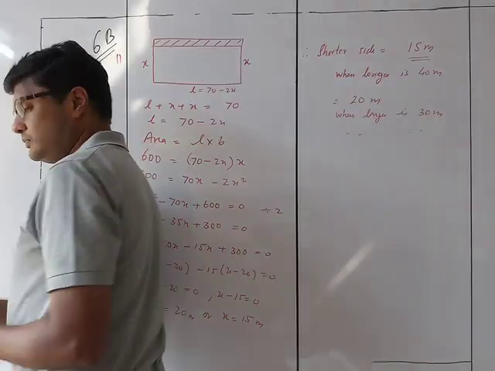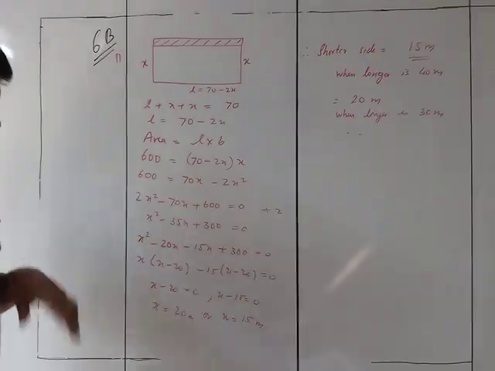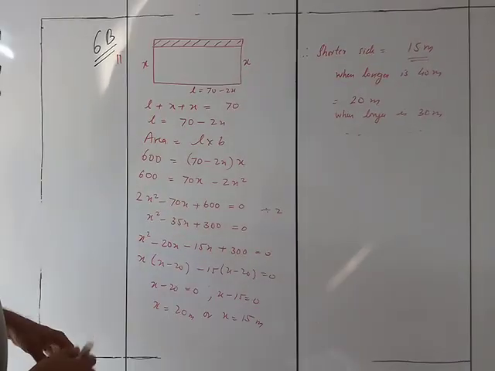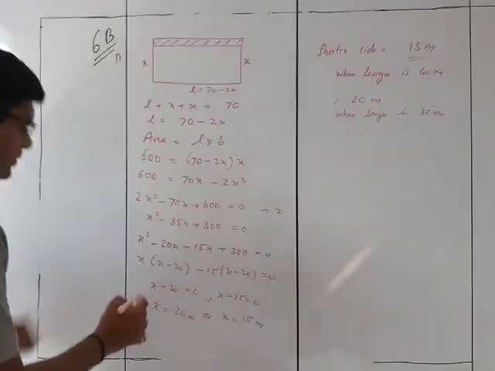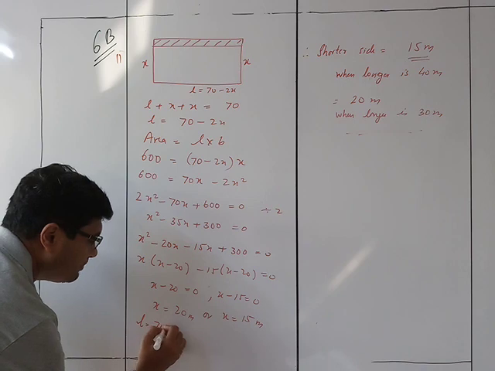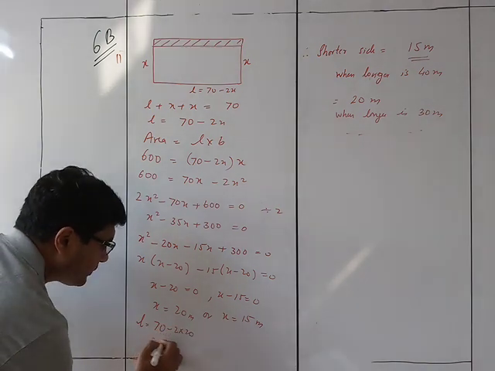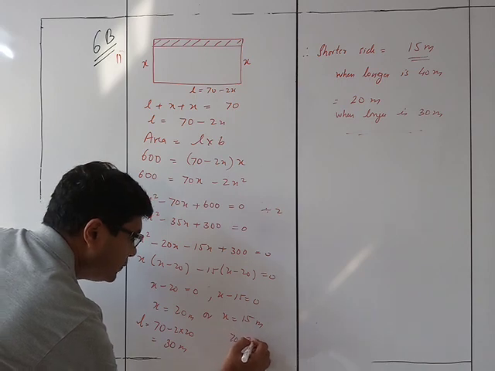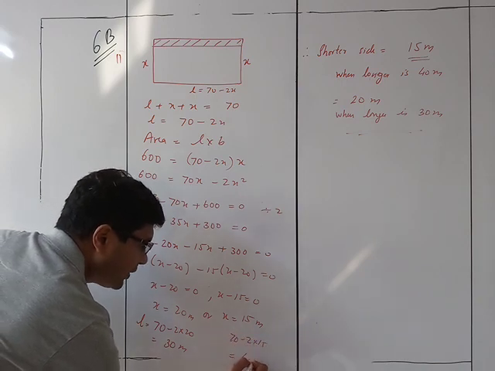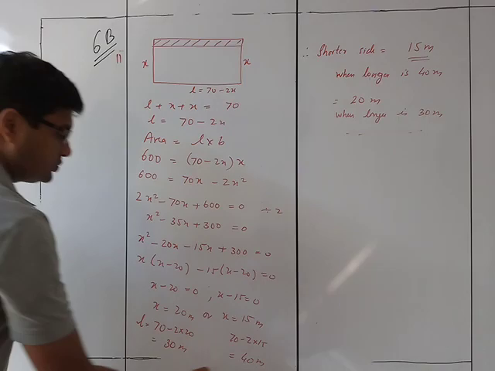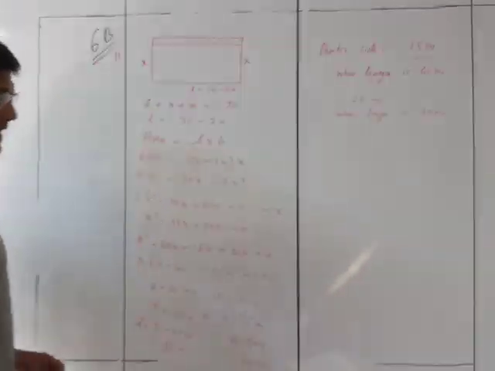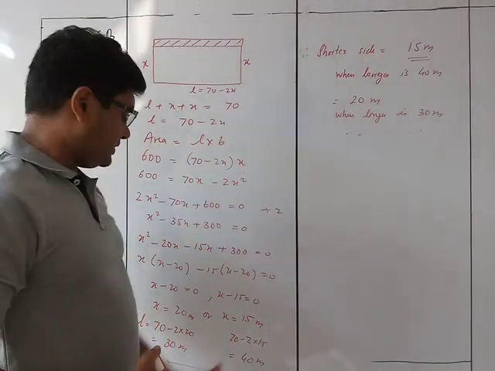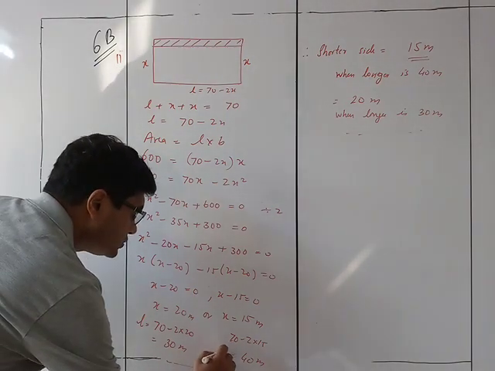Got it? Easy? Because here you can find out the value of L also. So L is equal to 70 minus 2 into 20 is equal to 30 meters, or over here 70 minus 2 into 15 is equal to 40 meters. So that when you are writing the answer, you have that basis on why you are writing this 40 and 30. So you can write this L also over here.